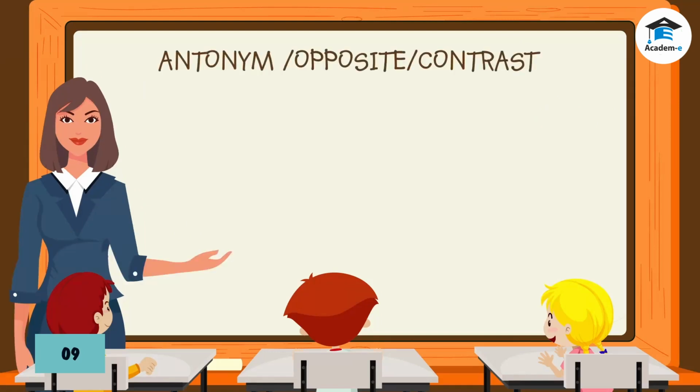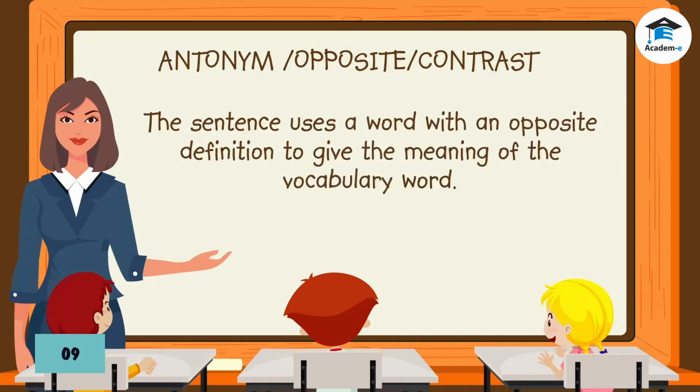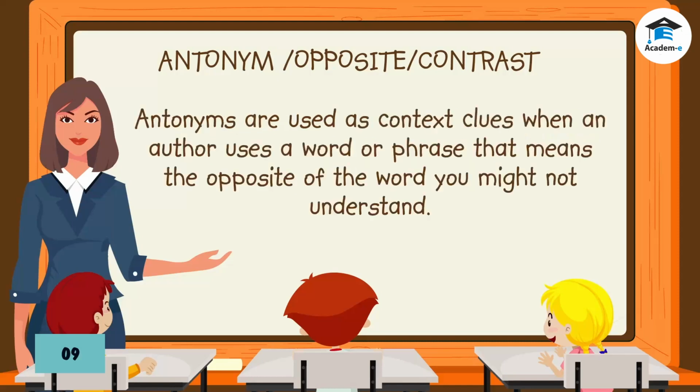The third kind of context clue is antonym. The sentence uses a word with an opposite definition to give the meaning of the vocabulary word. Antonyms are used as context clues when an author uses a word or phrase that means the opposite of the word you might not understand. Check out this example.